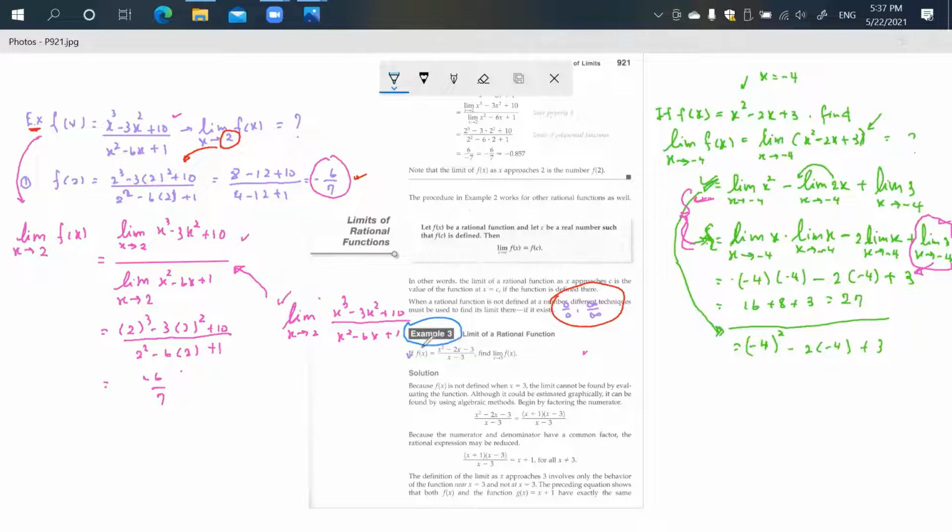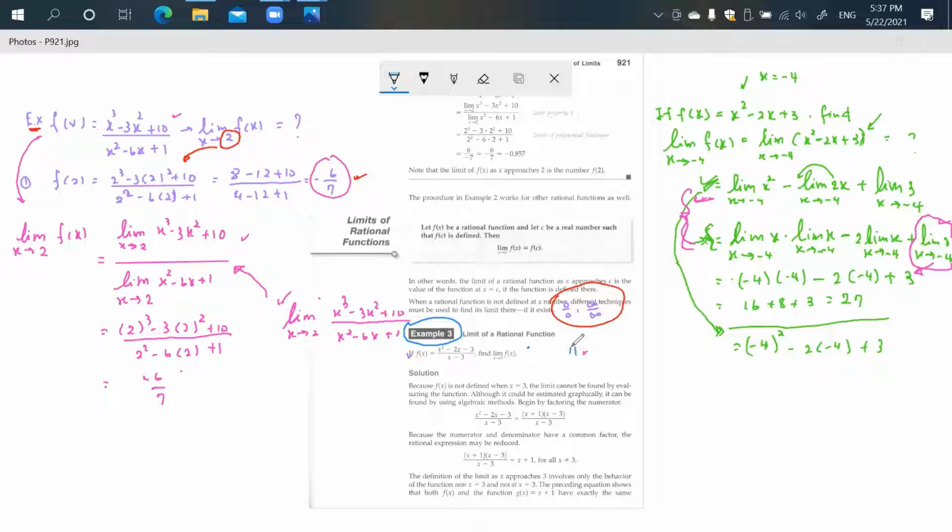If f of x equals x squared minus 2x minus 3 over x minus 3, find the limit of f of x when x approaches 3. This example is similar to the homework I let you do, exercise 14.1 question 1, and explained in the Zoom also. Very similar. The first steps, do the same way again.